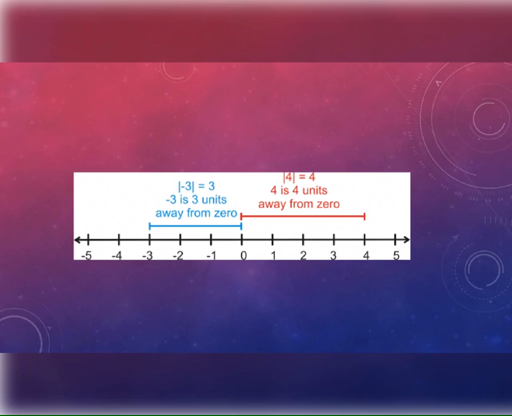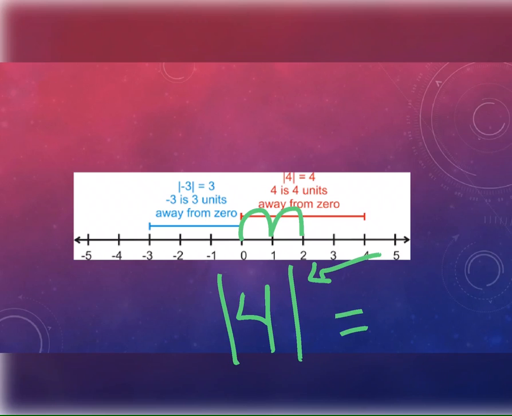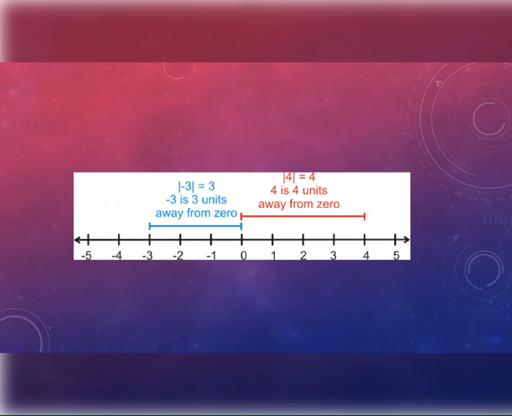The next one is how many places away from 0 is 4. So what's the absolute value of 4? 1, 2, 3, 4. The absolute value is 4. So from 0, or our origin, we had to move 4 places to the right to get to 4.